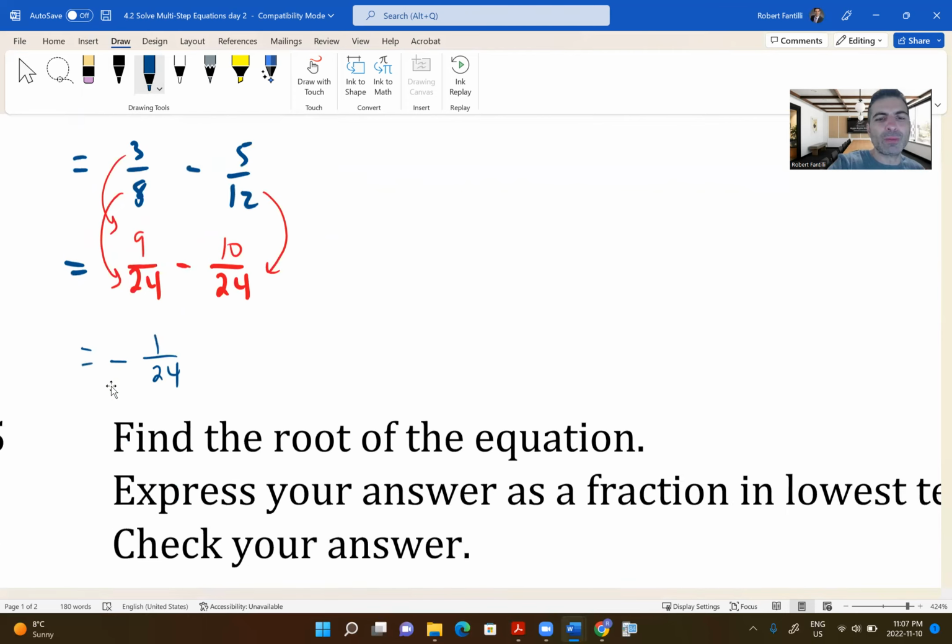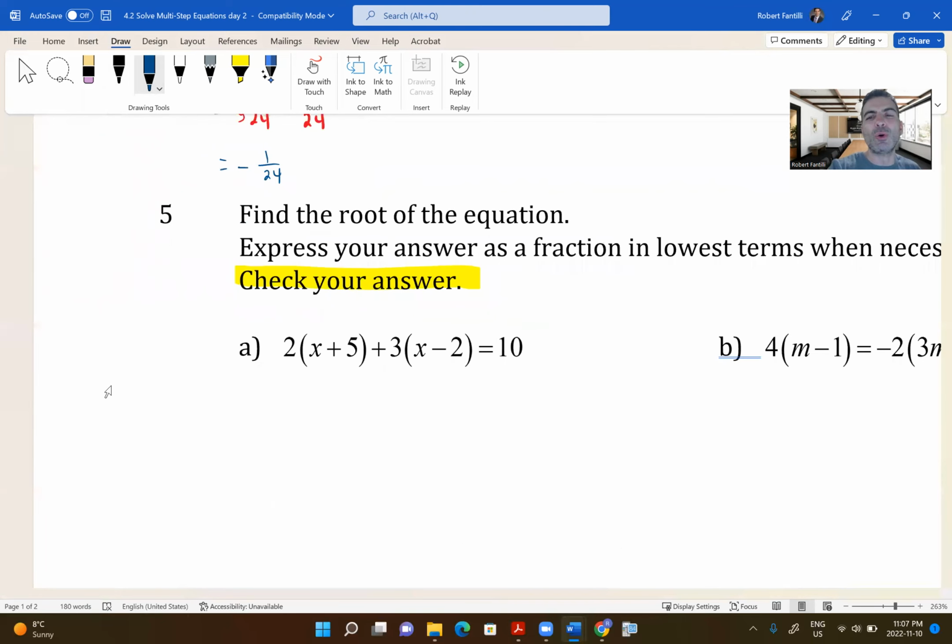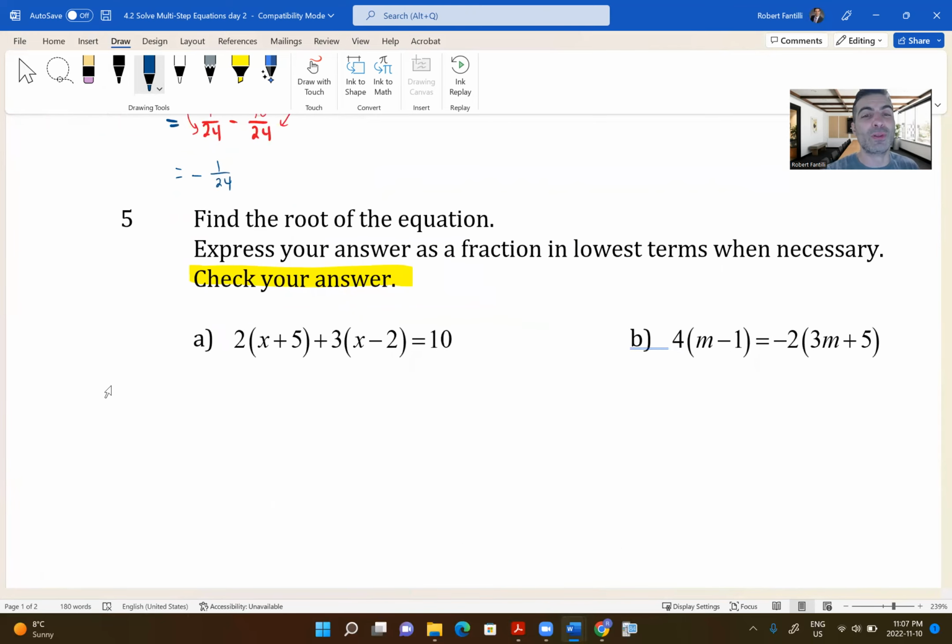Find the root of the equation below here. Express your answer as a fraction in lowest terms when necessary. So I don't want you converting to decimals. So express your answers, if they're fractions, in lowest terms. Improper fraction, just reduce it.